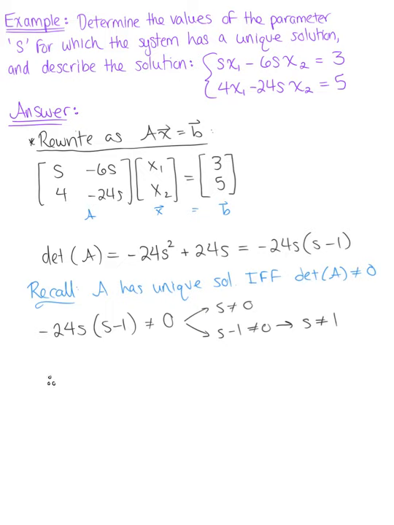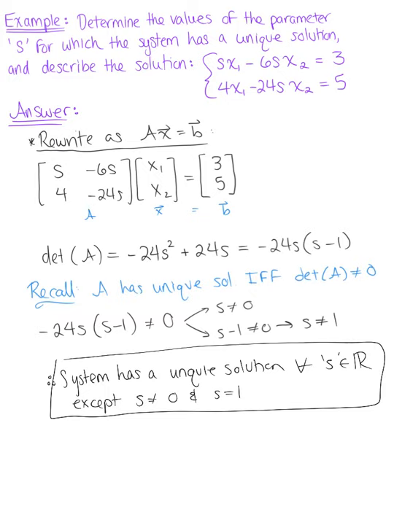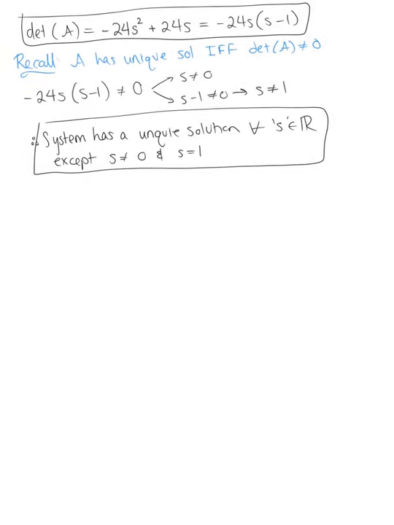So from here, we are able to conclude that our system has a unique solution for all real numbers S, except S equal to 0 and S equals 1. And we'll also box up our determinant of A here, because we are going to need that now to apply Cramer's rule to find the unique solution.